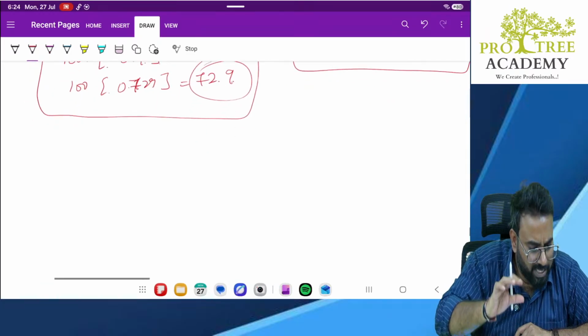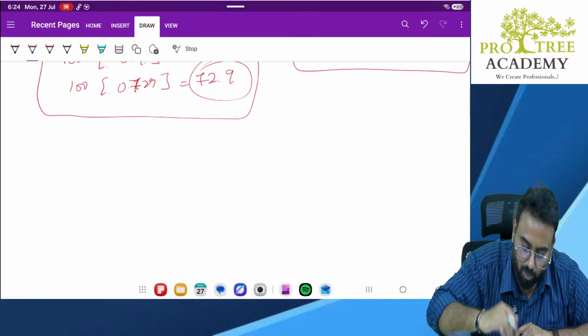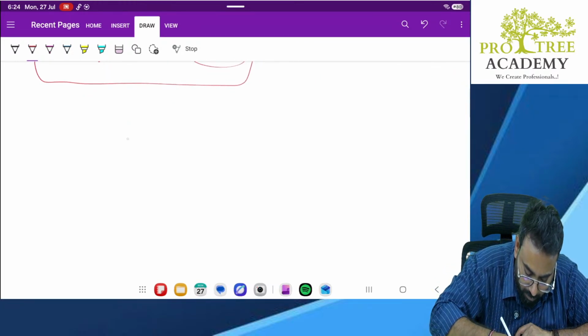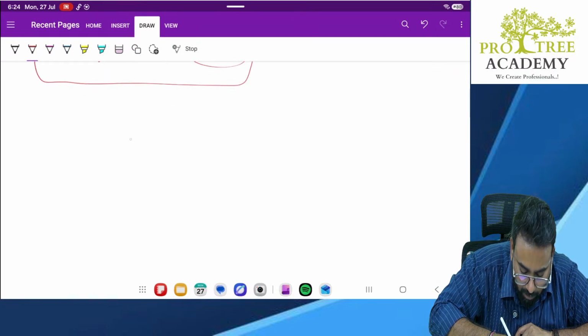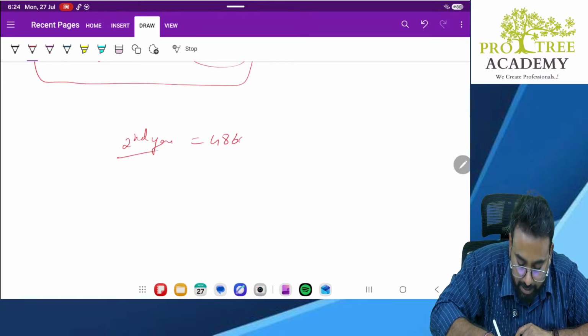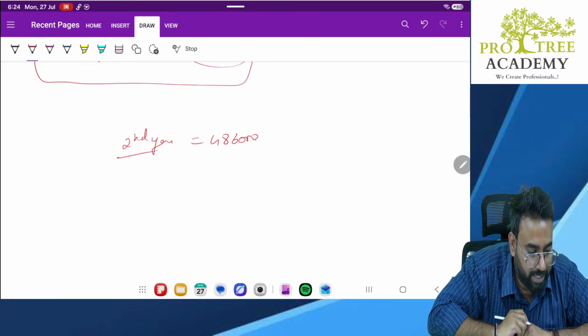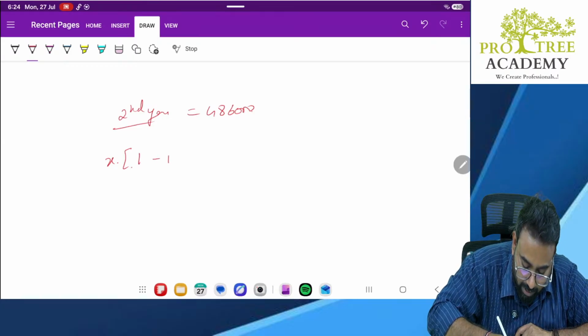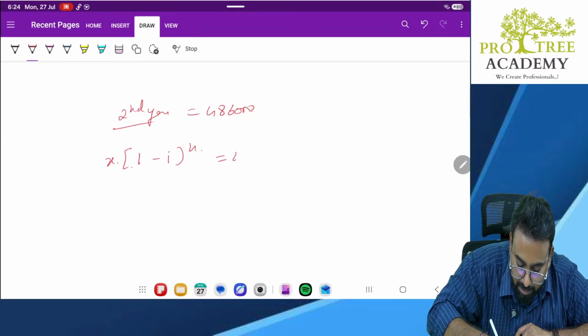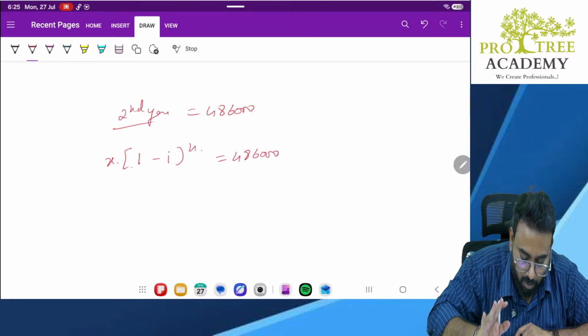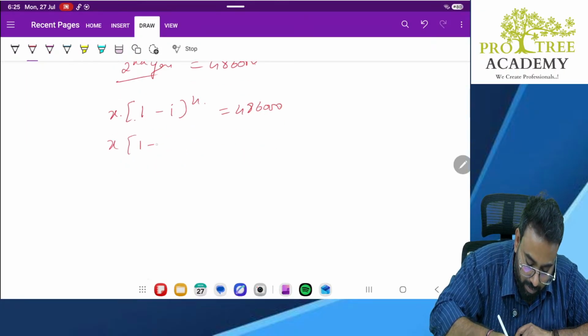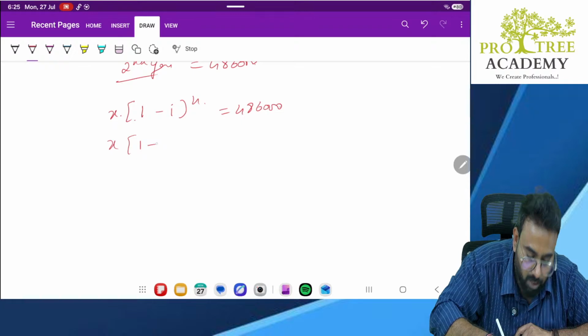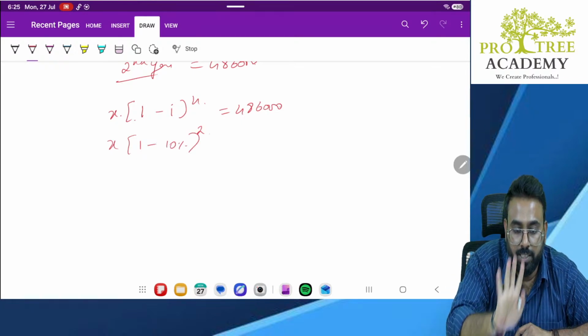Okay. Now, same formula we will use in our current question. Now here, listen. So, after the second year, what is our WDV? 4,86,000. Correct? Now, what is the formula we have to use? X bracket 1 minus I raised to n. That answer should be 4,86,000. Correct? X into 1 minus 10% raised to how many years? 2 years. Stick to only 2 years.